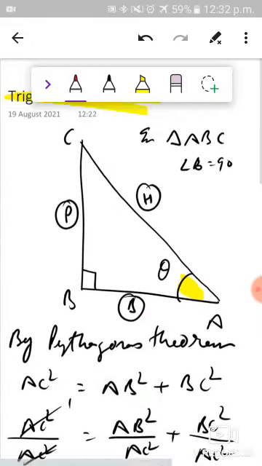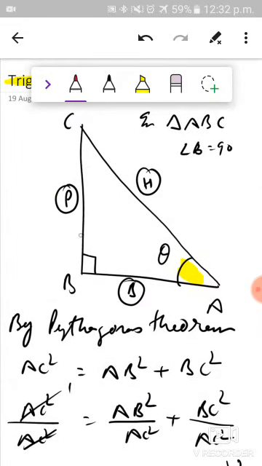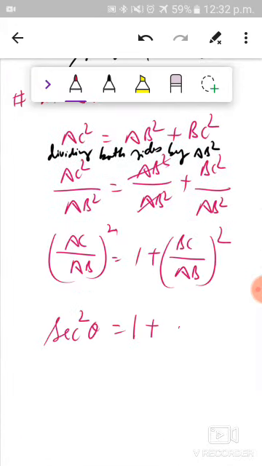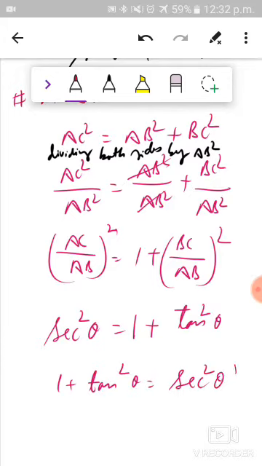Okay, now let us see what is BC. BC is what? Perpendicular, and AB is what? That is base for theta. So the ratio of perpendicular and base is known as tan theta. The square is there, so that is tan square theta. So we can say 1 plus tan square theta is equal to sec square theta. This is our second identity.